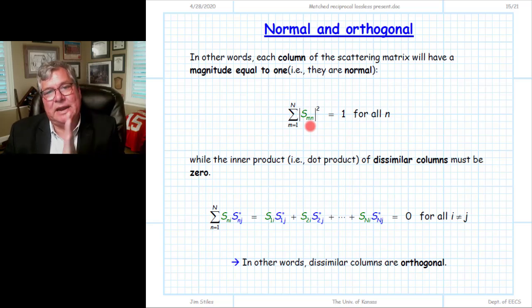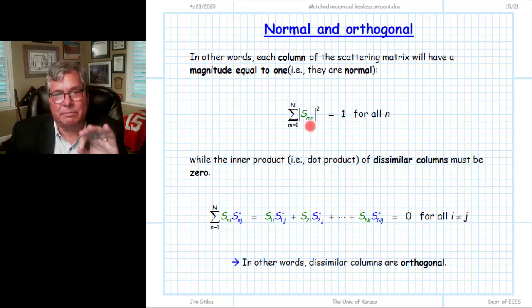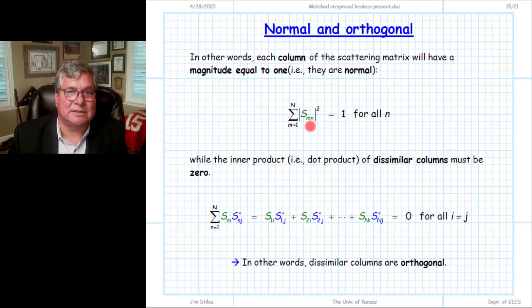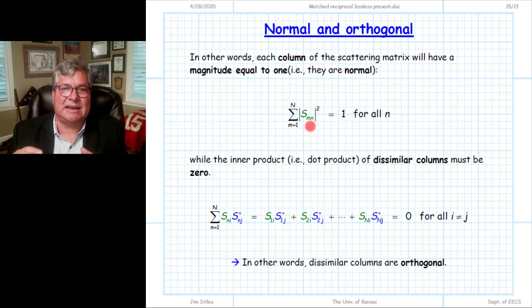That's true for every column vector in our scattering matrix, whether it's the first, second, or third column vector. If we take the magnitude squared of each element in that column vector and add them up, we get a value of 1. This is the same thing, of course, as taking the dot product, or inner product, of each column vector with itself, Hermitian transposed when we do that dot product. So we say that vector has a magnitude equal to 1. Normal means it's normalized, or has a value equal to 1.